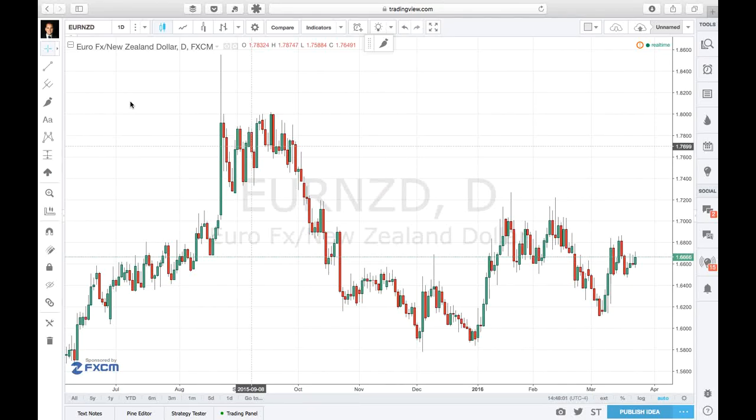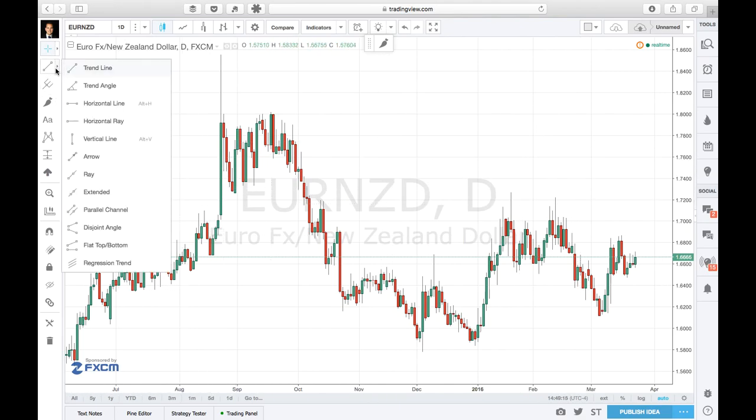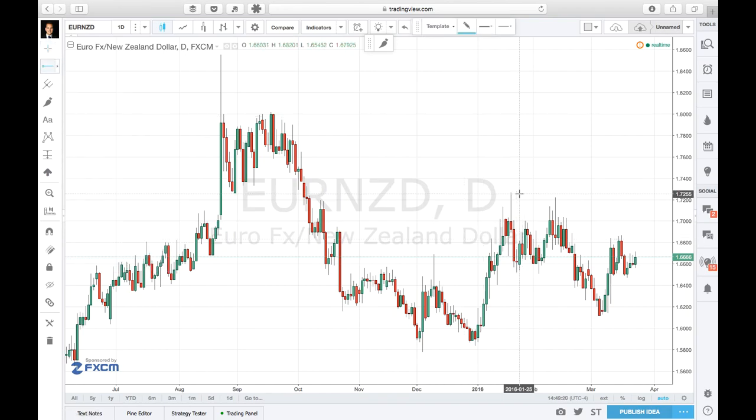What I want to show you today is something pretty special. At some point, you're going to get to a place where you don't have any setup to take. Now, I'm just going to take this example of this current pair, the Euro New Zealand dollar. What you can see is that the first thing I usually do is I try to look at support and resistance areas. So what I would do is I would draw them on this chart. So you would have something like this.